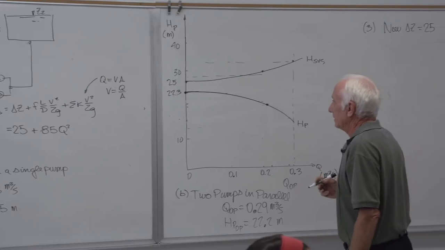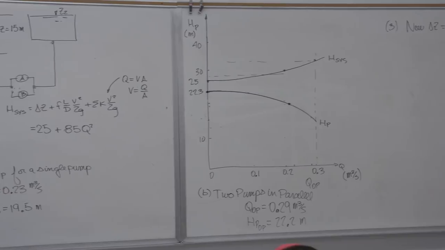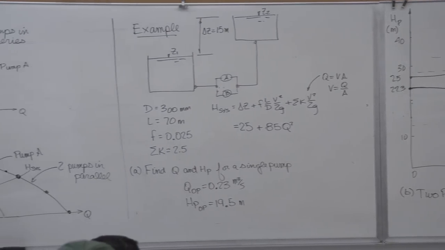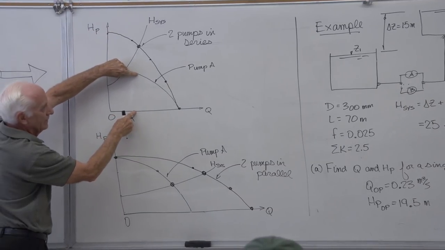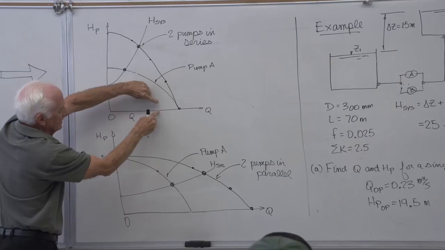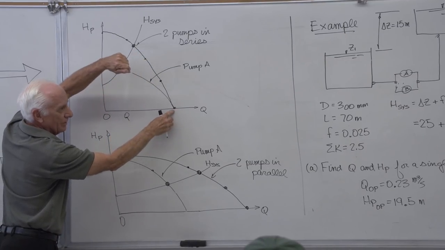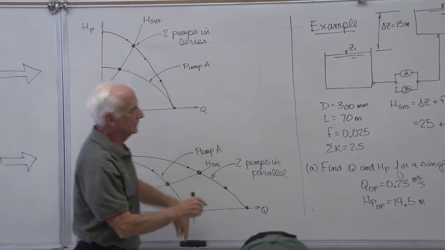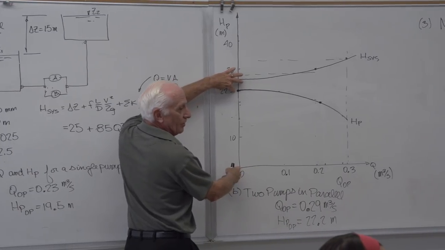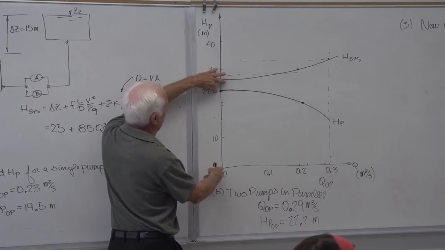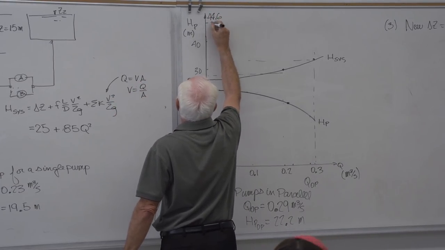Okay. There's one pump. How do we do that? Here's the game again. Guess a Q, get an H pump. Double it. Stop. Guess a Q, double it. Stop. Guess a Q, zero. Double it, zero. Got it. Go over here. H pump is 22.3 when the flow is zero. 22.3, double it, 44.6. 44.6, my first point.